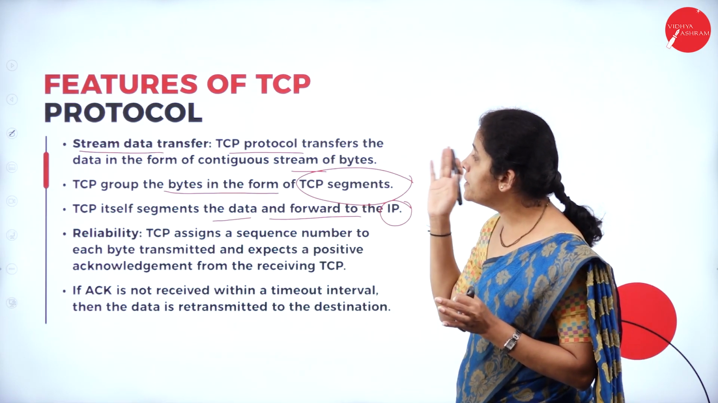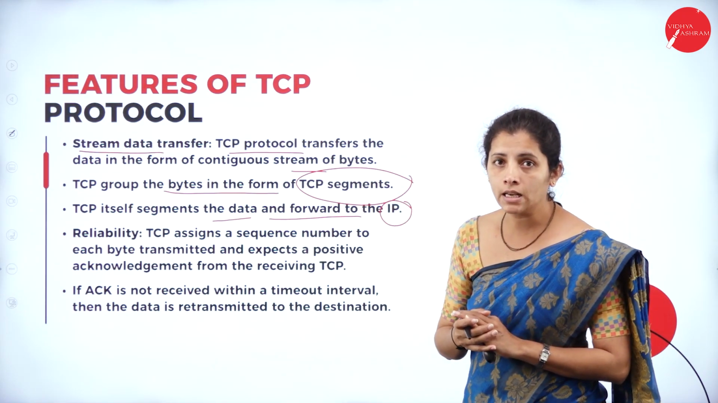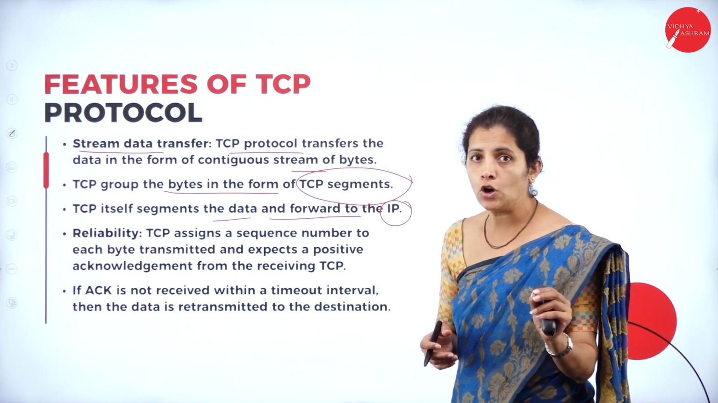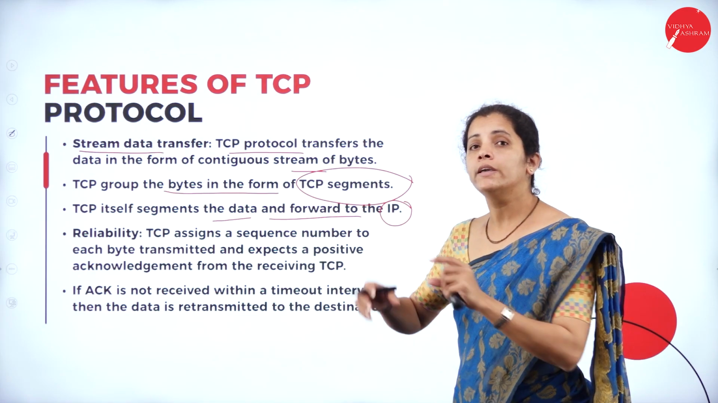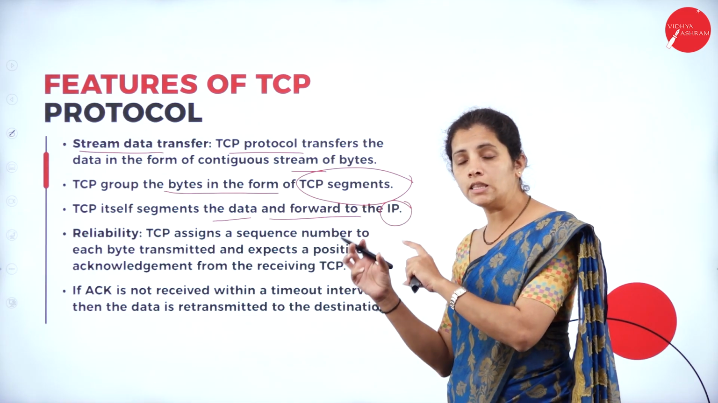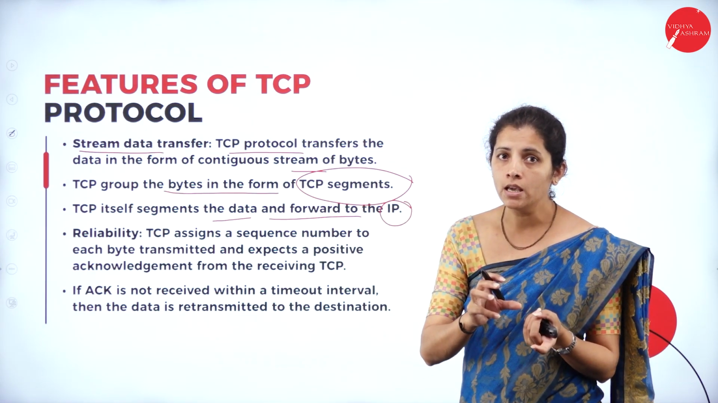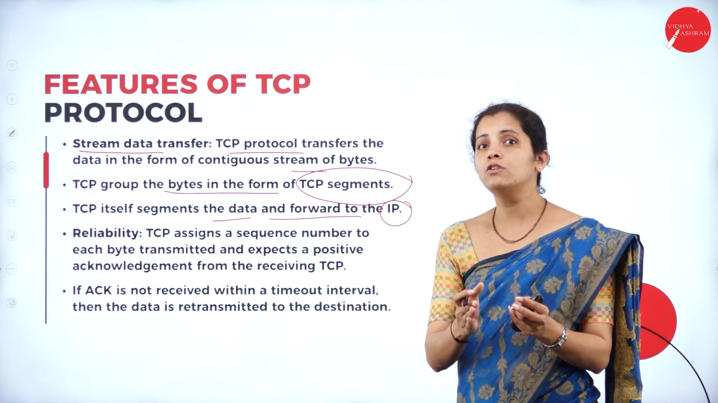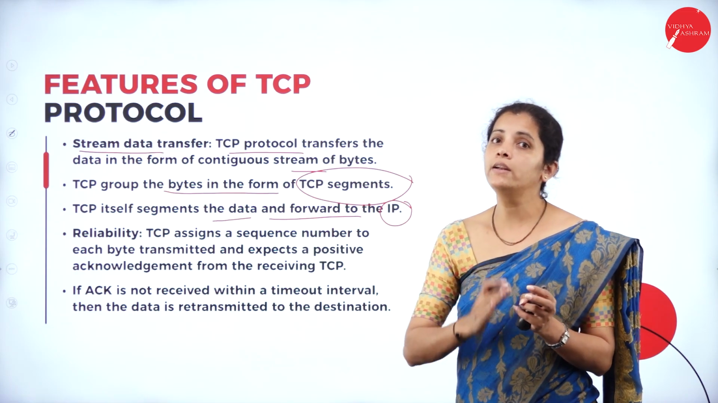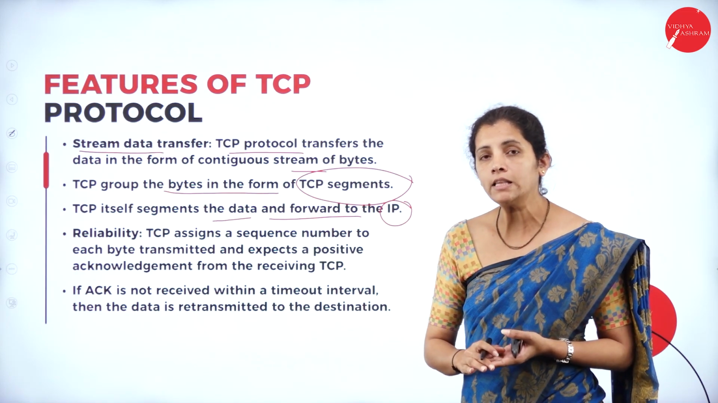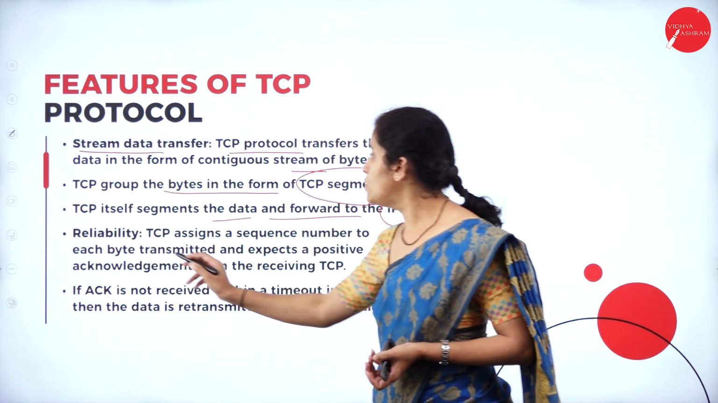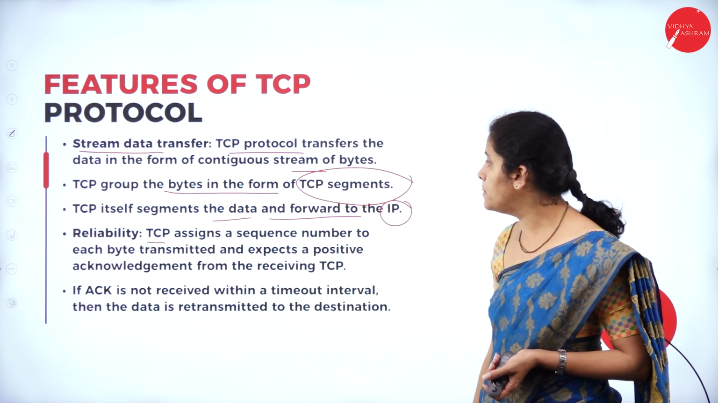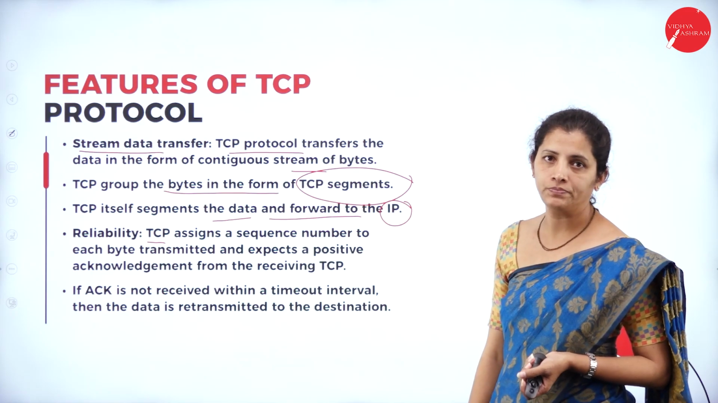And it is reliable. The TCP provides a reliable connection. So what is reliable? There is an acknowledgement. So here the receiver is going to send the acknowledgement to the sender. Once the sender receives the acknowledgement, now the sender is going to send the next segment. So TCP assigns a sequence number to each byte.